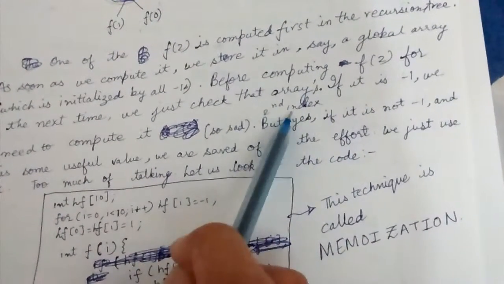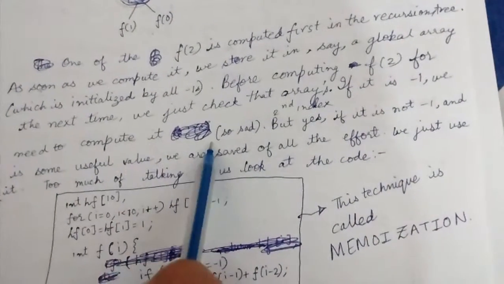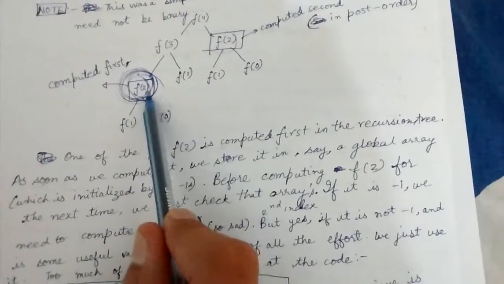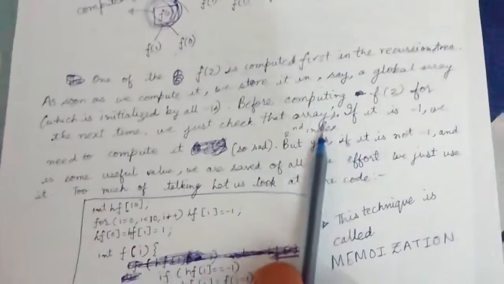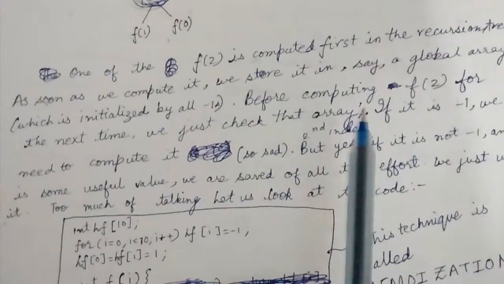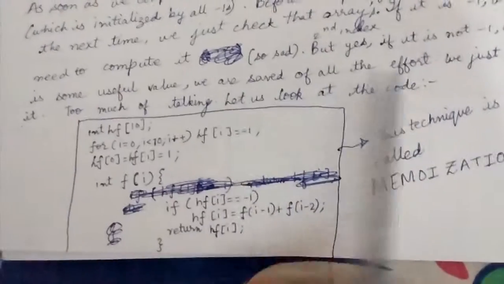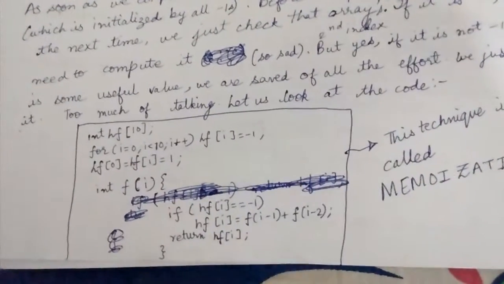We check the array at the second index. If it is -1, we need to compute it. That is, if f of 2 is -1, that is, still not populated, we need to populate it. But if it is not -1 and there is some value already there, then we can just use that value, and we are saved of all the effort. So let's look at the code.